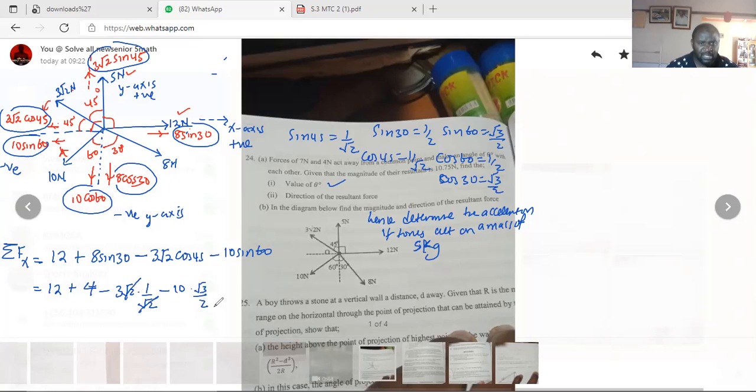Okay, so minus 10 sine of 60 is root 3 over 2. I lose this root 2 to this one. I lose this 2 to this 5. This will give me 16. Minus 3, minus 5 root 3. Okay, so with that, we can have 16 minus 3 minus 5 root 3. So what answer do you get here finally? Get me that horizontal axis, horizontal forces.